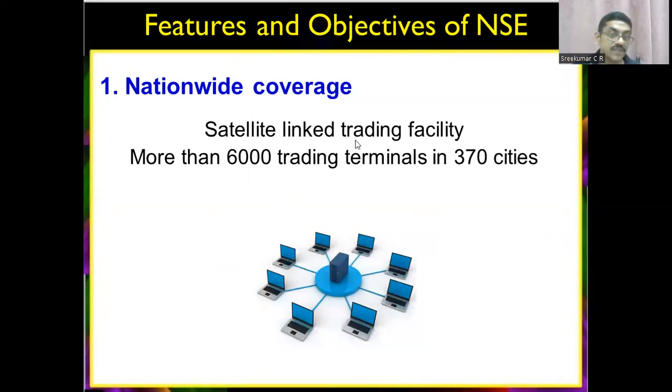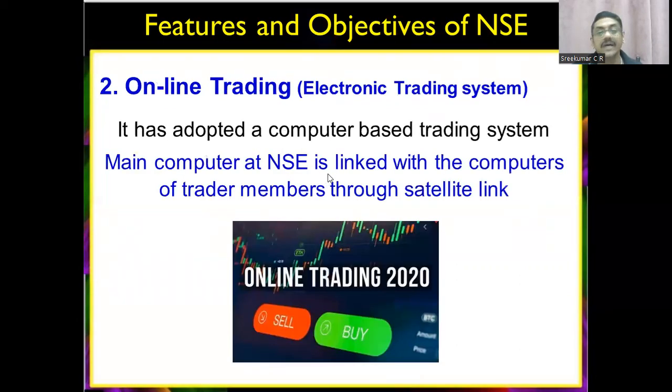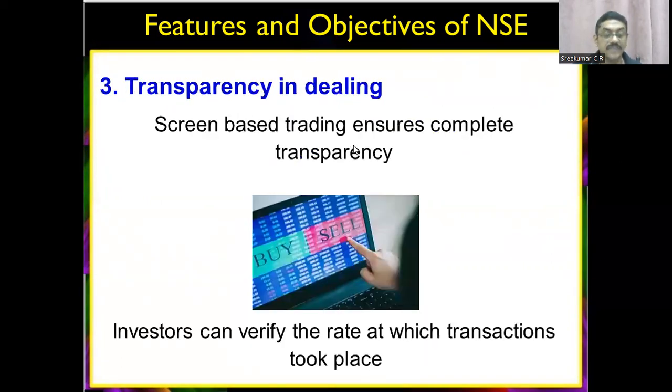We have almost 6,000 trading centers in 370 cities of India. Everything is happening online, children, on an electronic trading system only. So that is well understood, that everything is happening electronically and everything is transparent. All the dealings in the National Stock Exchange are transparent. Investors can see what is happening. They can verify the rate at which the trading is going on. Everything they can check.